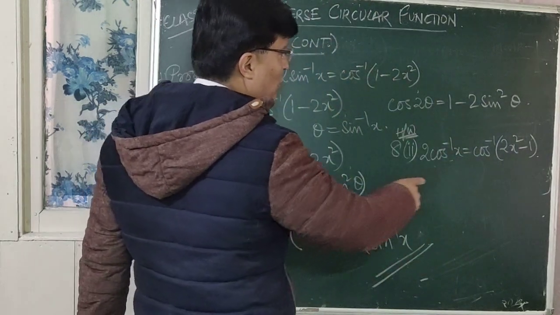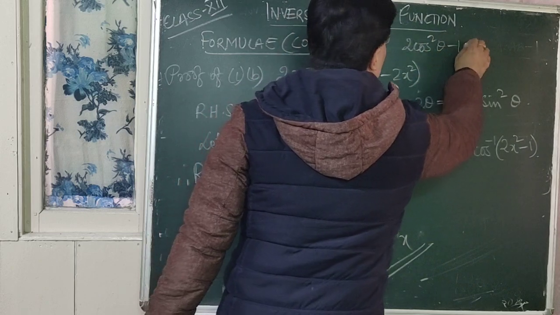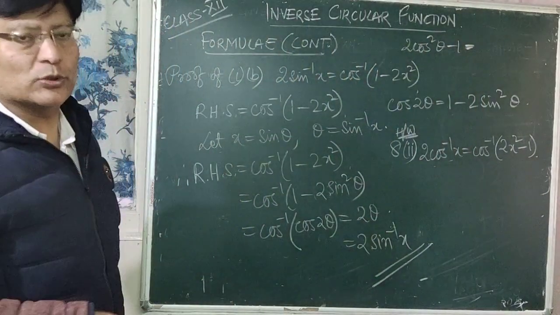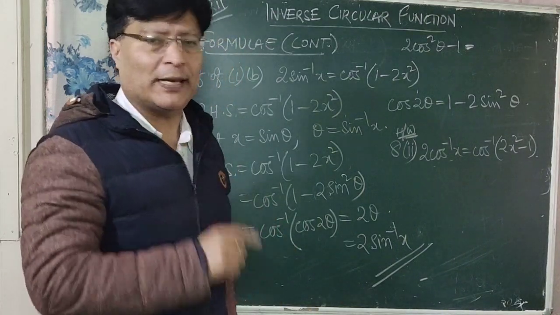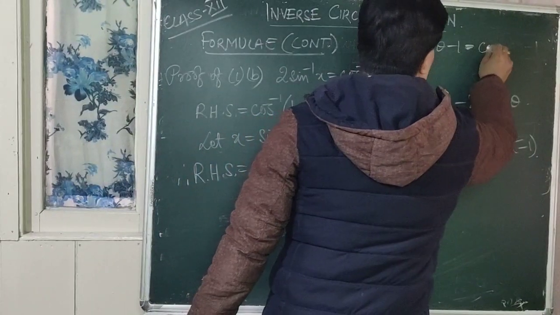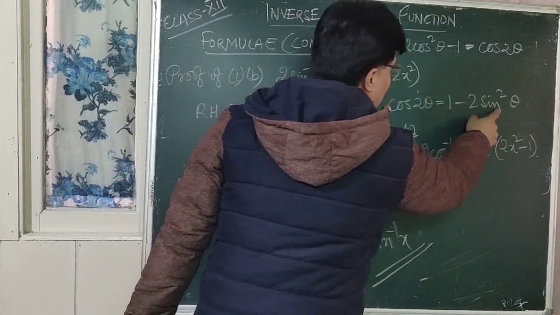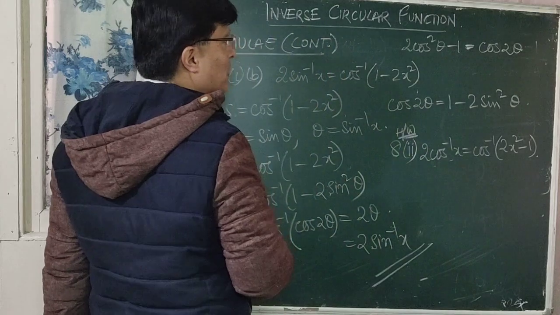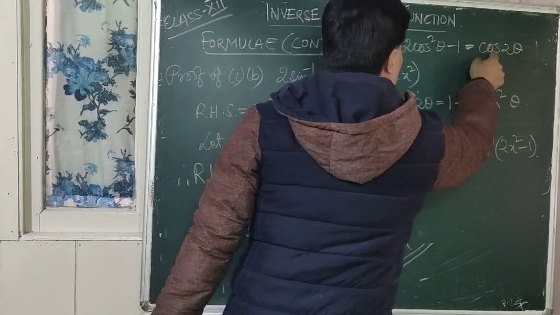If you put x is equal to cos theta, it becomes 2 cos square theta minus 1, which is equal to, what is the formula for 2 cos square theta minus 1 from multiple angles? What is it? It will be cos 2 theta, right? 1 minus 2 sine square theta is cos 2 theta. Okay? 2 cos square theta minus 1 is also cos 2 theta.